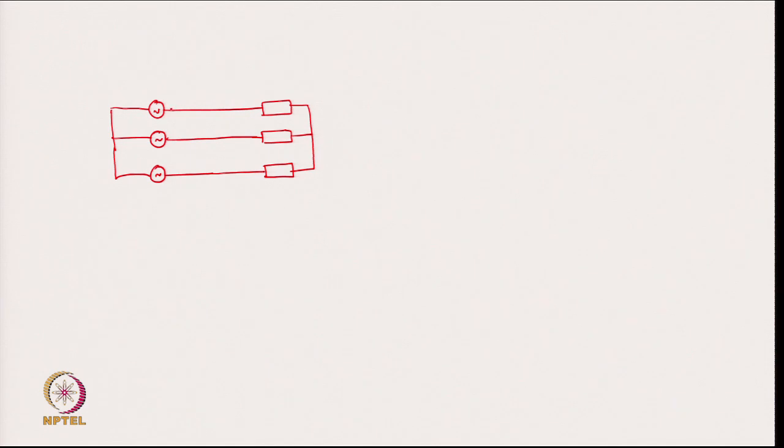So, this is the point A, B and C, and this is the O and this is the N. So, this is the load here and this side is the converter. This here is the converter equivalent circuit, and this right hand side is the load. So, this voltage here is VAO, and similarly VBO and VCO.